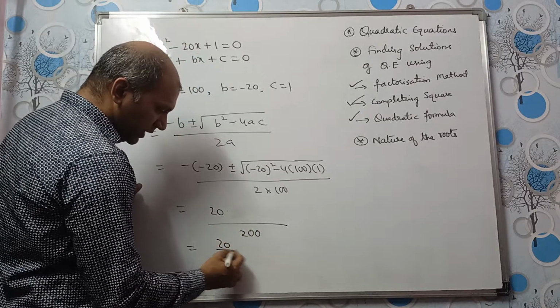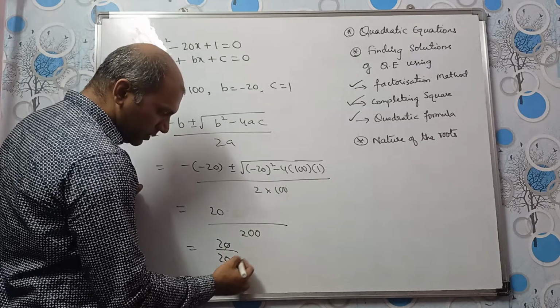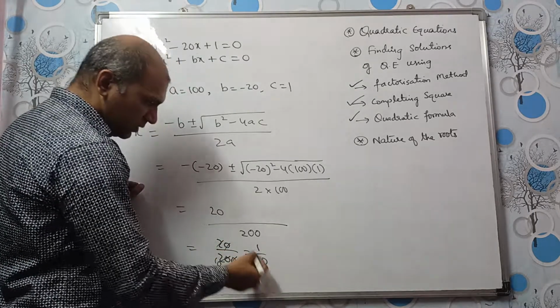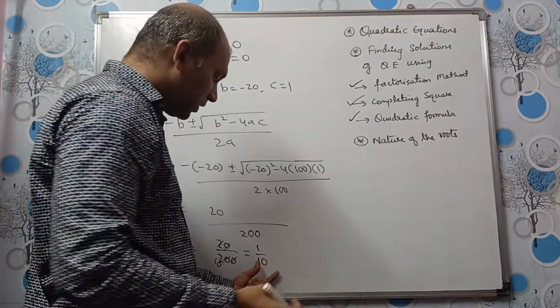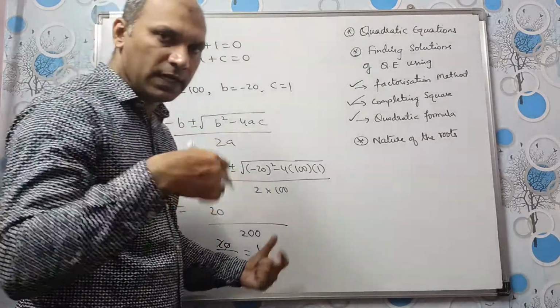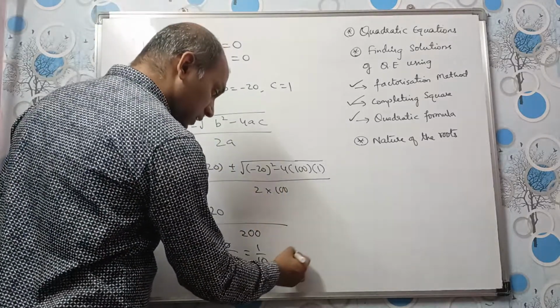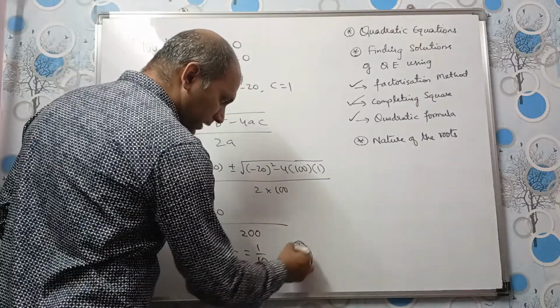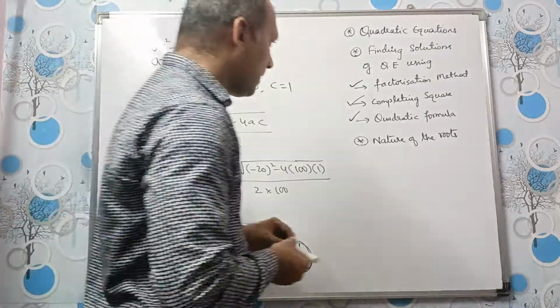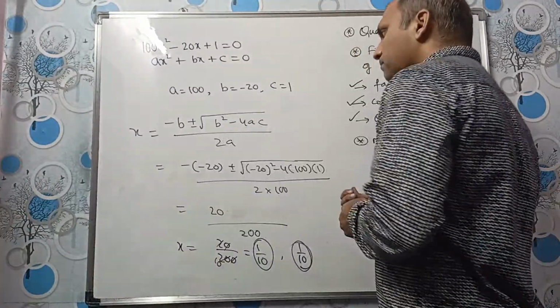So now we have 20 divided by 200. 0, 0 cancel. So 2 ones are 2, 2 tens are 20. So it is 1 by 10. We got only one value of x. We need two values, right? The other root is also 1 by 10. So 1 by 10 and 1 by 10 are the two roots. Okay, I hope this is clear.